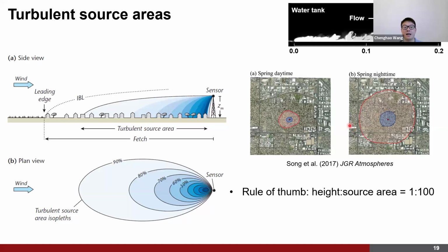Also, the source area is highly dependent on measurement height, as I mentioned previously. And a rule of thumb is that the ratio of height to source area is usually 1 to 100. For example, if we have a flux tower set up at a height of 10 meters above a very homogeneous surface, the source area will likely have a size of around 1 kilometer because the ratio is 1 to 100.